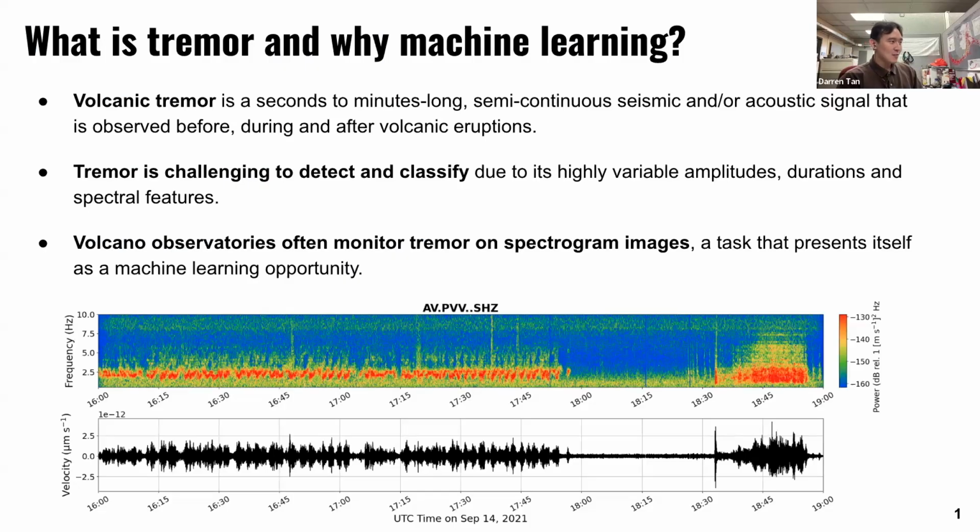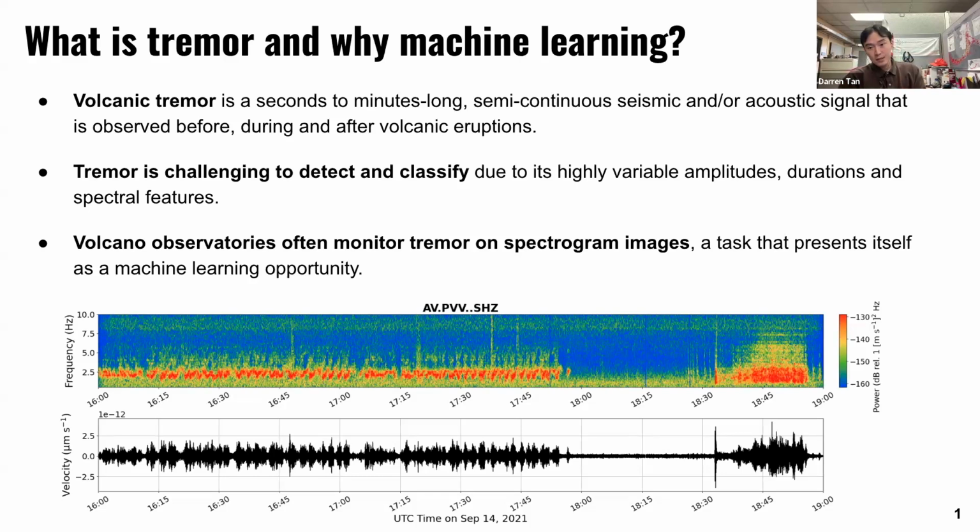So to start off, let's talk about tremor. So what is tremor? Volcanic tremor, from the geophysics perspective, is a seconds to minutes long, semi-continuous seismic or acoustic signal that's usually seen around volcanic eruptions. It's notoriously hard to detect and classify, mainly because of its highly variable amplitudes. It tends to be emergent rather than impulsive like an earthquake. It's also really long in duration, and it has widely varying spectral features.